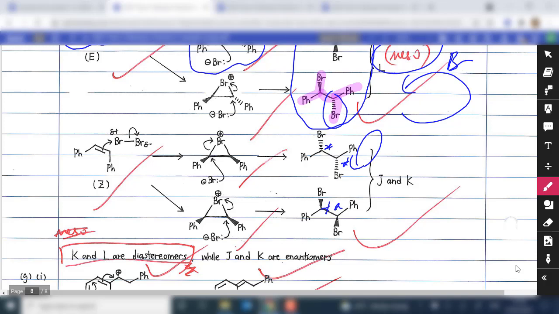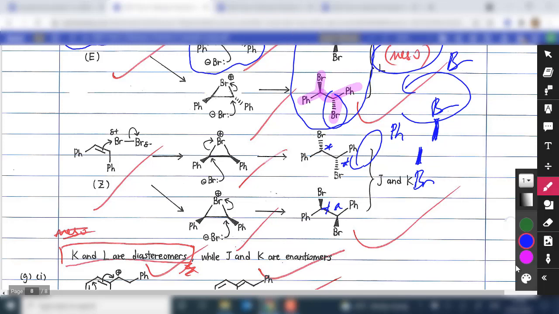So when you do that, you realize that the pH is like this, and then the BR is projecting towards you, and then the other BR is projecting away from you, and then the pH is like this. So if I try to shift this over here, then you realize that they are actually an enantiomeric pair if this is the mirror plane.